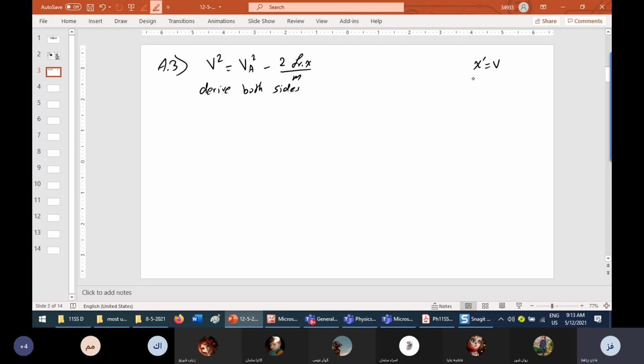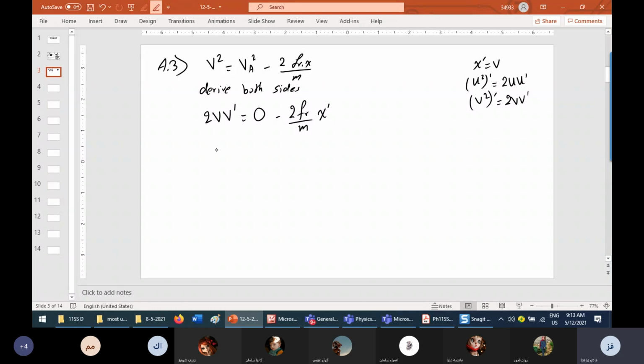In addition to that, if you have a function in mathematics which is u square, by applying a derivative to it, you will have 2u prime. So the derivative of v square is 2v prime, and don't forget that v prime is the acceleration. The derivative of VA square is 0, minus 2 multiplied by f divided by m, and I still have only the derivative of x, which is x prime.